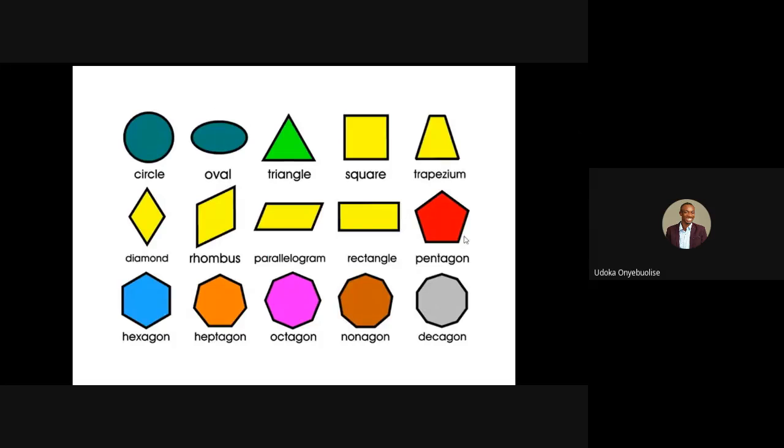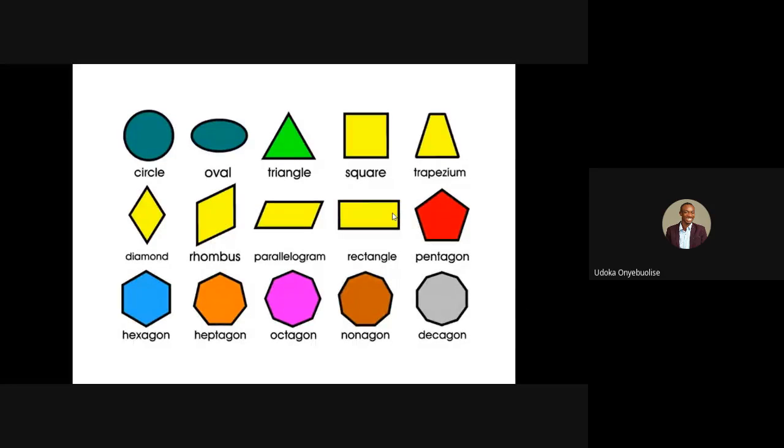So we're going to start with shapes. Shapes are simple for design. We already know what shapes are. When you talk about shapes, what comes to mind are these simple shapes. You talk about circles, triangles, squares, trapezium, diamond, rhombus, parallelogram, rectangle, pentagon, hexagon, heptagon, octagon, nonagon, decagon, showing a whole lot of sides. And this is just the basic shapes that we know.